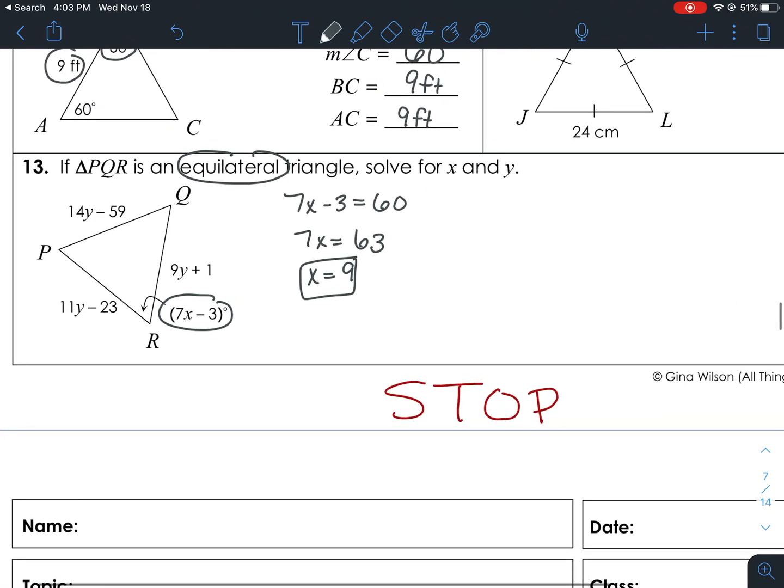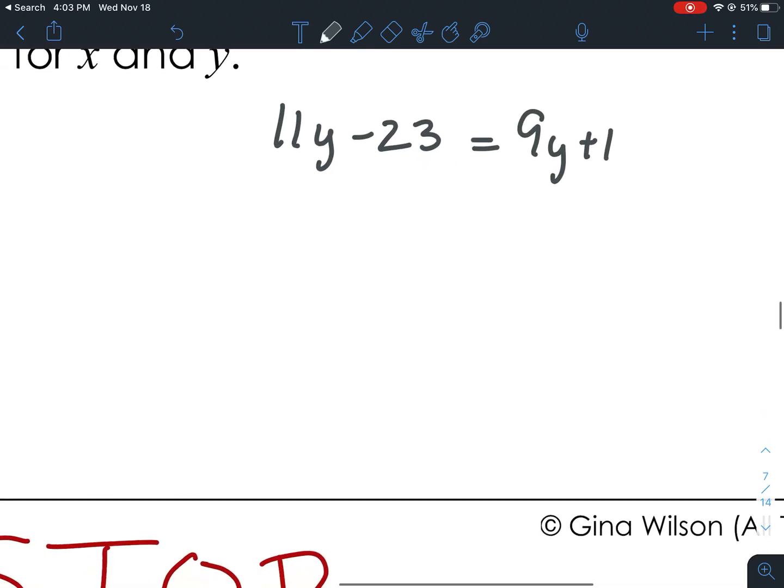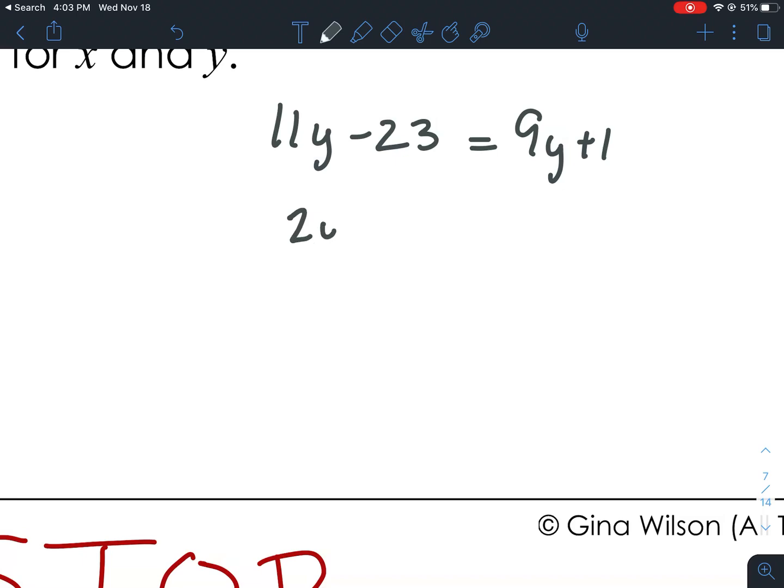We're going to do the same thing for y. I can do any of my sides as equal. So I'm going to do 11y minus 23 is equal to 9y plus 1. Again, you can do any of those sides because they're all the same. So I'm going to minus my 9y over, so that gets me 2y equals 24. Divide both sides by 2, so y equals 12.